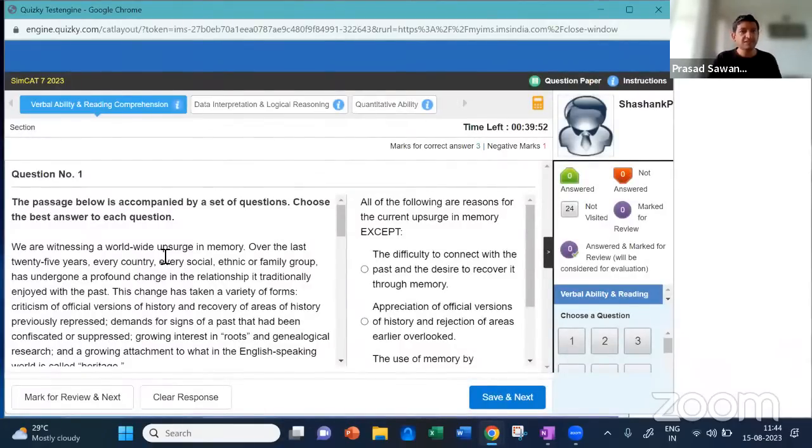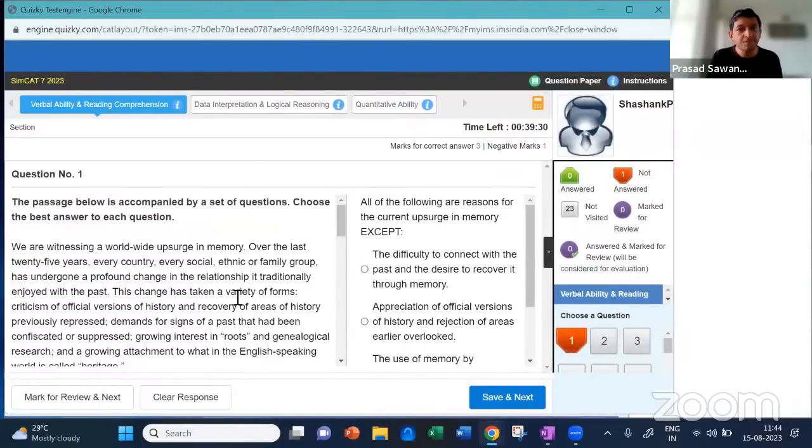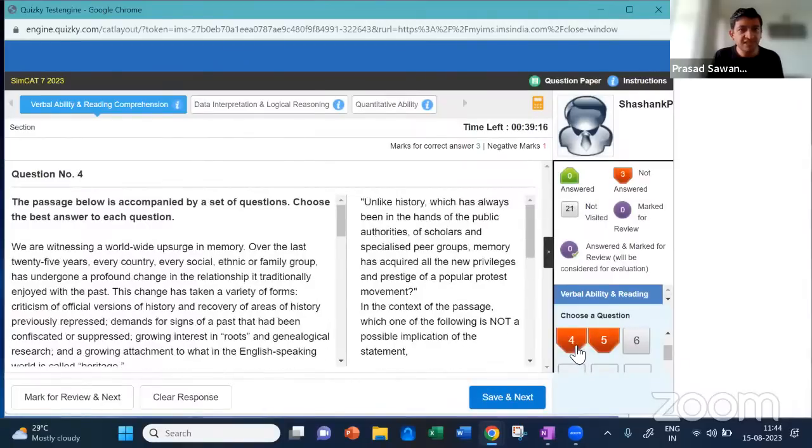All right, let's see. So what we have here is 24 questions. If you look at the right side, we have 24 questions here, hopefully. How many passages do we have? First question is a passage where we're witnessing a worldwide upsurge in memory. Over the last 25 years, every country, every social, ethnic, or family group has undergone a profound change in the relationship it traditionally enjoyed with the past. So some passage on memory. There are, I am assuming, 4 questions. Yeah, the fifth question is "3 decades ago, we are witnessing."